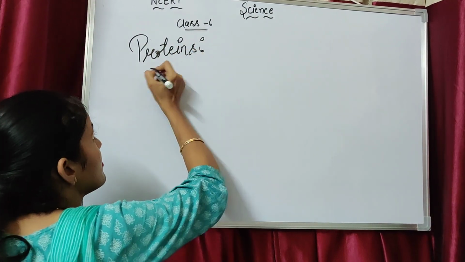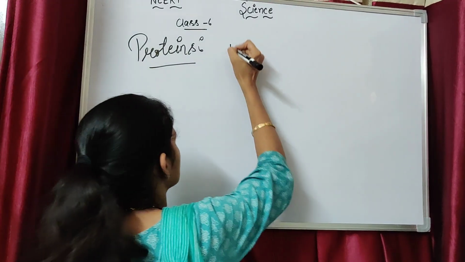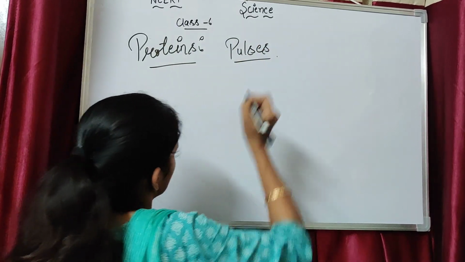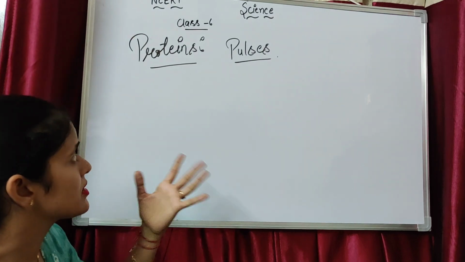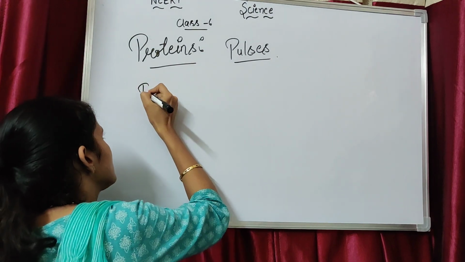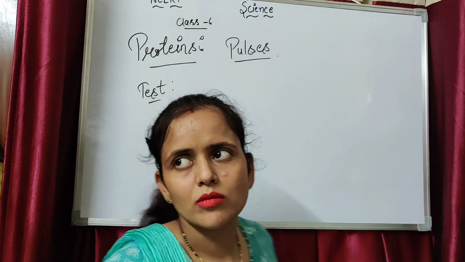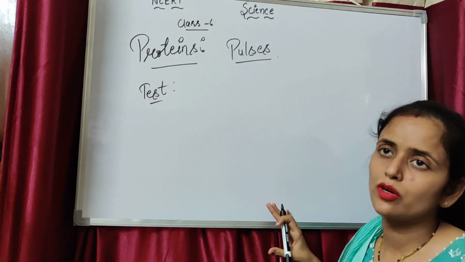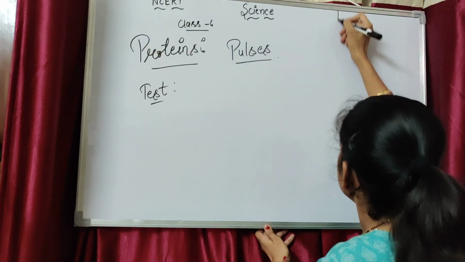Proteins. The main example of protein is, tell me, pulses. Okay, pulses. So how can we know that the pulses contain proteins? Yes or no? So the test is, we have to perform the test. There are some tests to recognize whether carbohydrate, protein and fats are present in the food or not. But there are no tests for vitamins or minerals.